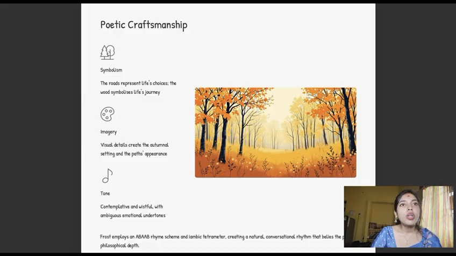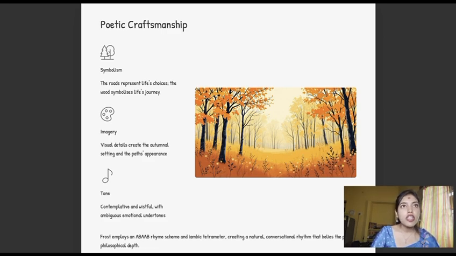So, in the poem The Road Not Taken, Robert Frost uses several literary devices to convey the deeper meaning of life choices. The first literary device is symbolism. Symbolism is when an object, place or action represents a deeper meaning beyond its literal sense. Here in the poem, the two roads in the forest symbolize the different choices or decisions in our life. For example, "Two roads diverged in a yellow wood." This is the first line in the first stanza.